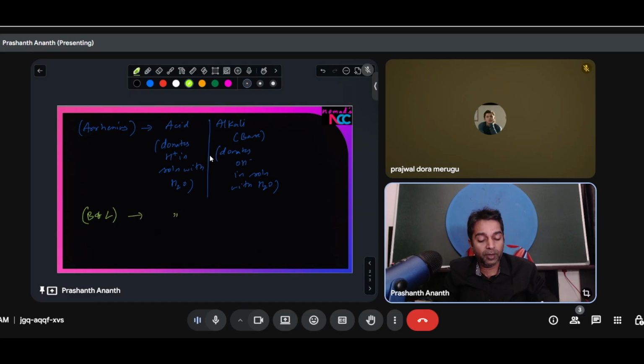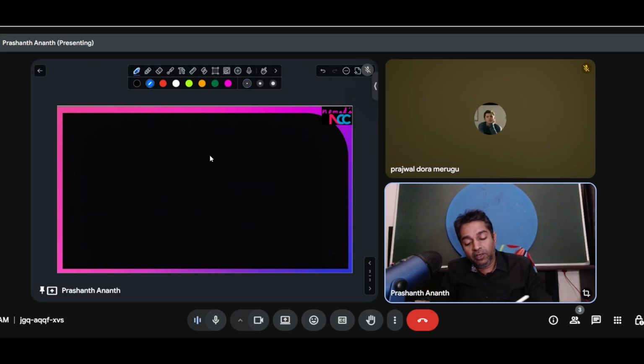But if it has to be a perfect opposite, it defined a base now. It did not call it an alkali anymore. A base is something which accepts a H plus. Donates opposite is going to be accepts, so accepts H plus in solution with water. Now, this is the Bronsted and Lowry definition.